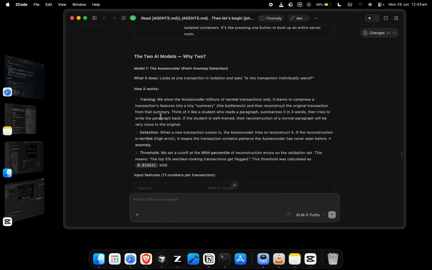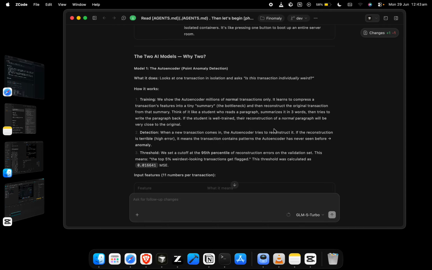So how it works, the training. We show the autoencoder millions of normal transactions only. It learns to compress a transaction's features into a tiny summary, and this is the bottleneck, and then reconstruct the original transaction from that summary.